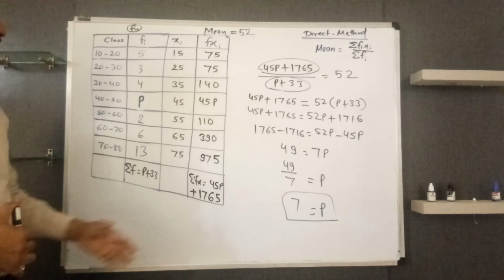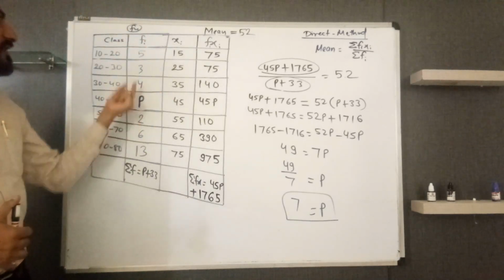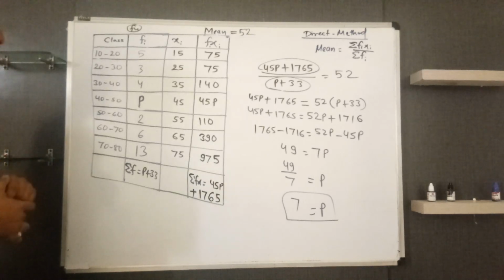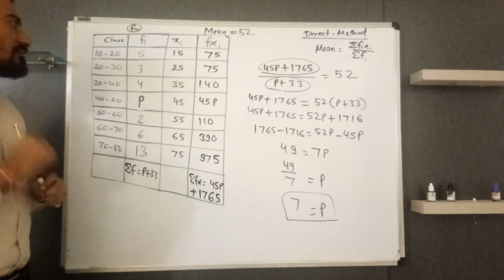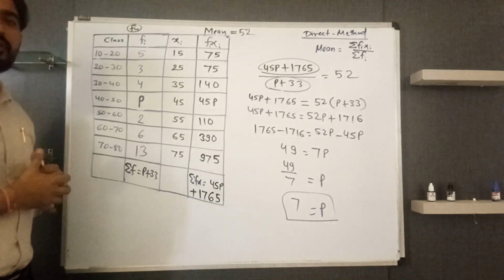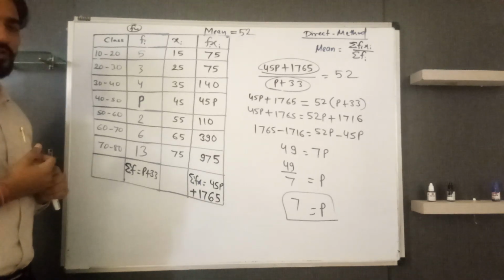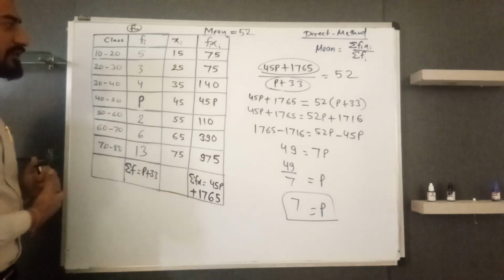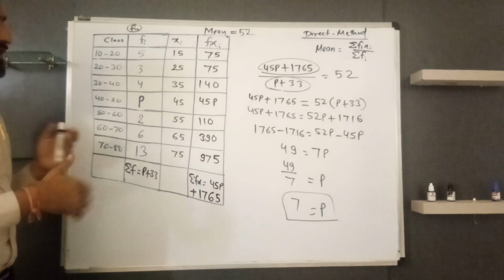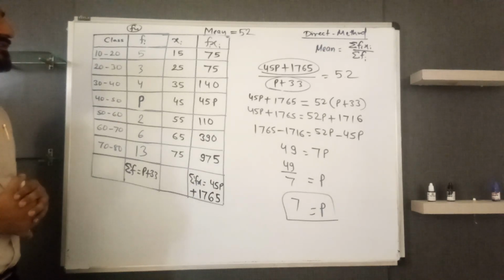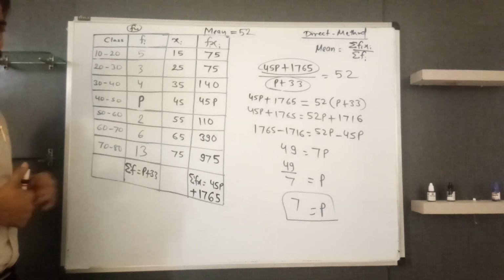So this is the way to find the missing frequency by which method? Direct method. If we follow assume mean method or if we follow step deviation method, then it will be easier for us. So just pause the video and write this solution. Then let's follow the next method, step deviation method. Write it.